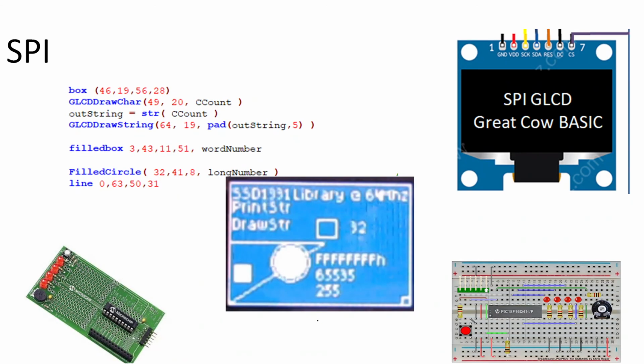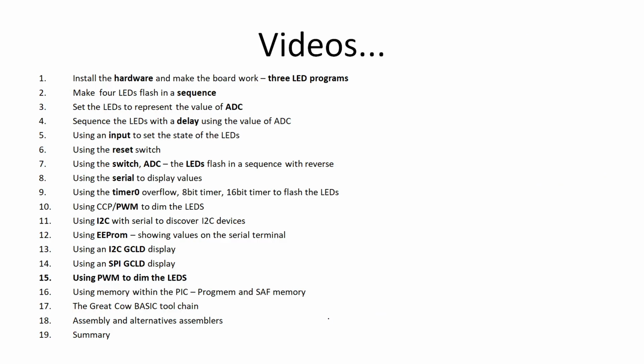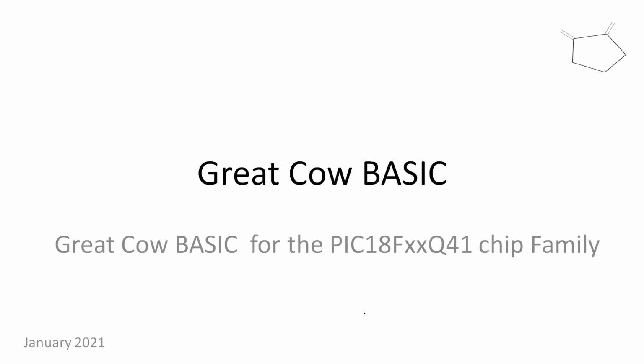So what we've seen is sample code there and SPI. Now what we're doing tomorrow, next one, we're going to be using pulse width modulation to dim the LEDs. We've seen that before in terms of using the CCP PWM. Now we're going to be using the other PWM modules within this chip. And then we've got a couple more after that. It's all about using the memory, how to use ProgMem, and then we're going to be looking at Great Cow BASIC and peeling that back. So, do enjoy.